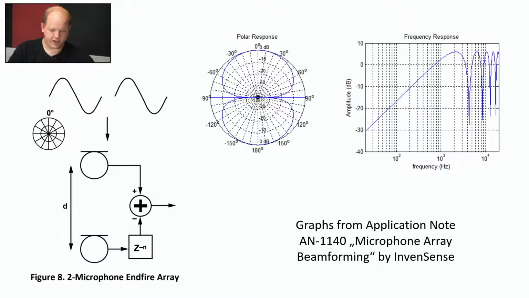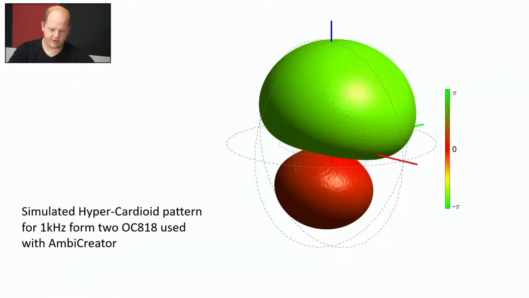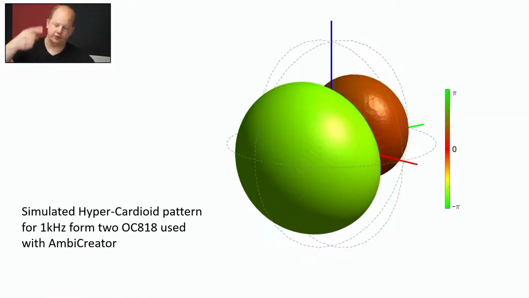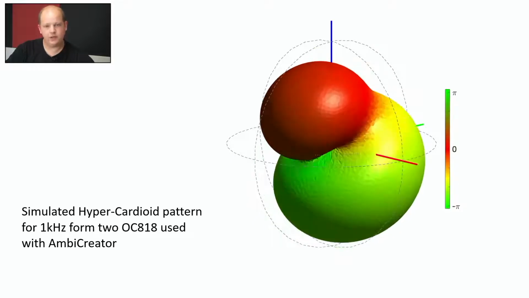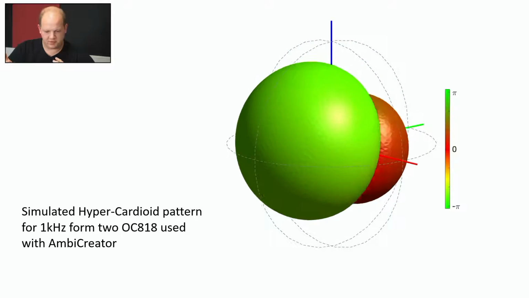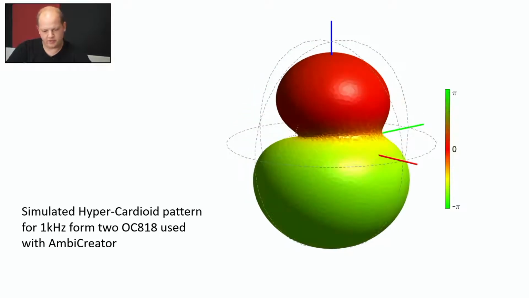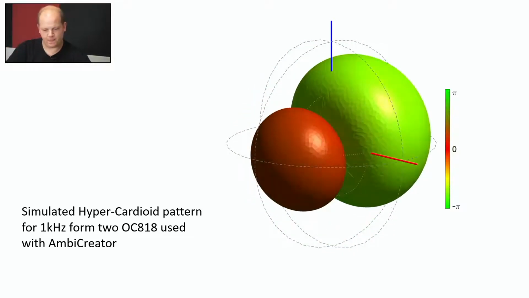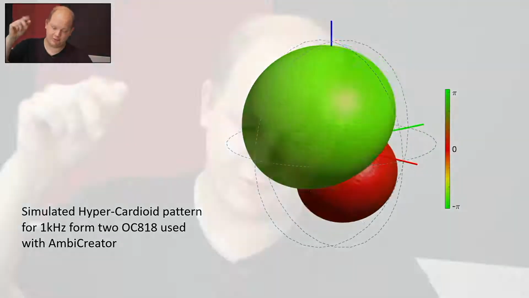What I will show you now is how a simulated hypercardioid looks like from our OC818 array with the AmbiCreator, steering around the vertical plane. It's at 1 kilohertz and it's a simulated hypercardioid. So you can see that it's really looking like a nice hypercardioid throughout the whole vertical plane. It can listen, let's say, upwards, it can listen downwards.